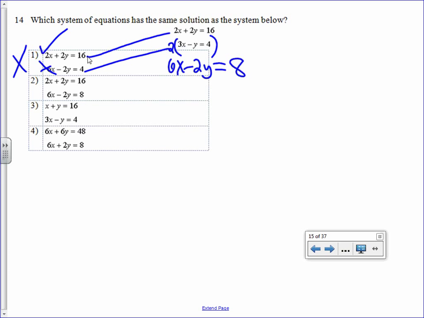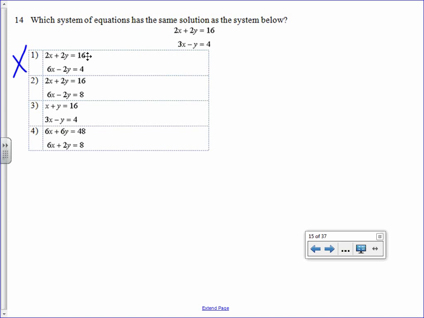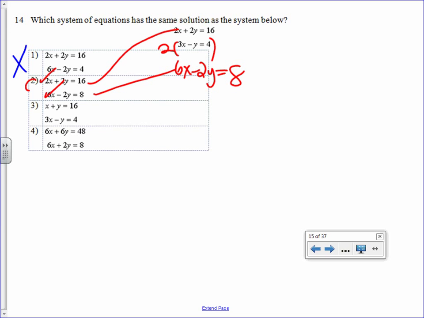I'm going to erase this so it does not get confusing. And we're going to try the next choice. You're basically trying each choice and seeing which one is equivalent. 2x plus 2y equals 16. Perfect. 6x minus 2y equals 8. Well, we're multiplying this whole thing by 2 again. And if I multiply it by 2, I get 6x minus 2y equals 8. It's the same thing. It checks out. That's got to be your answer.